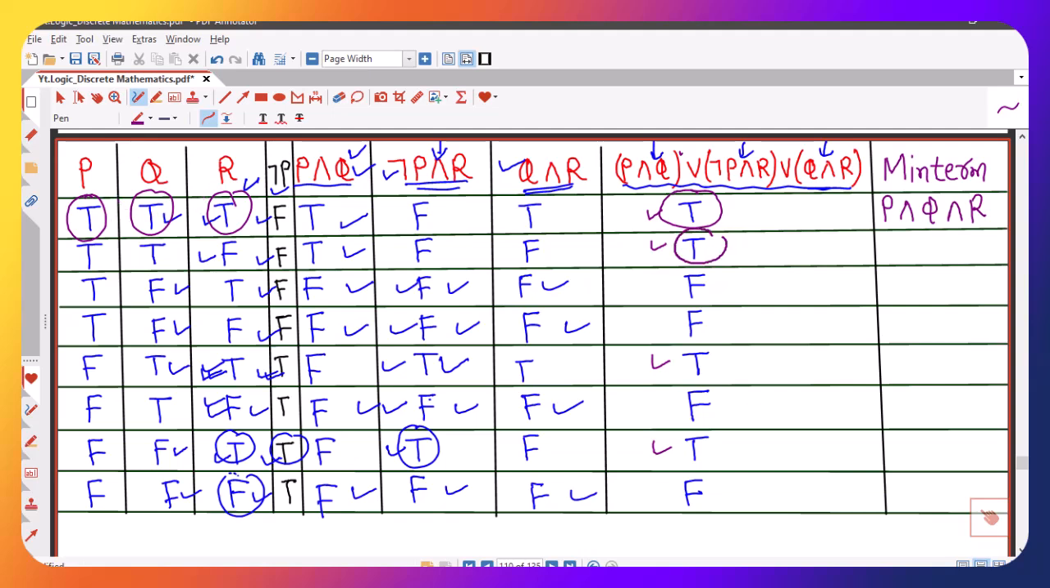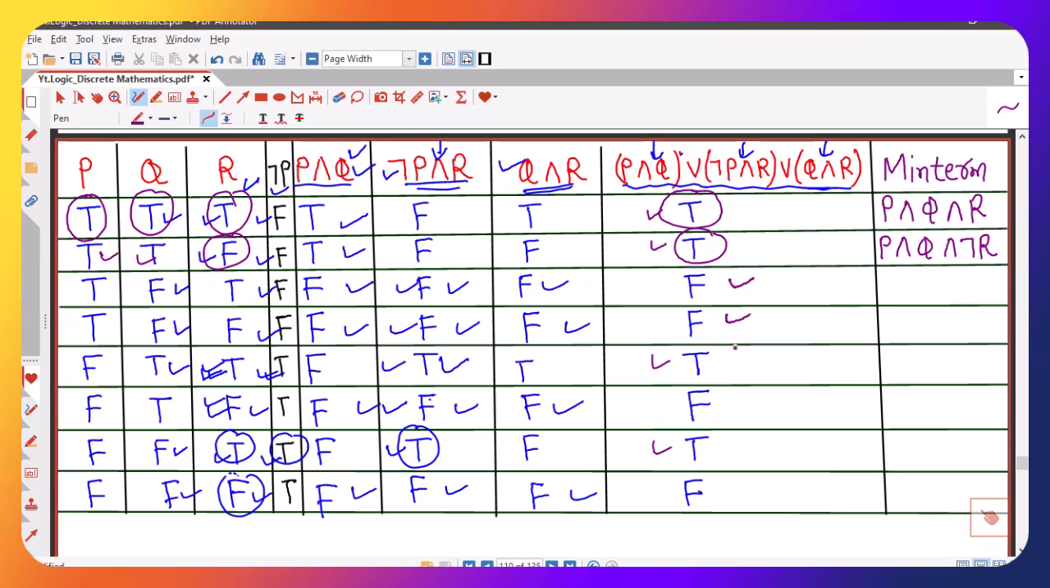For the second case, P and Q are true but R is false. So we have to write negation R in the min term. Here I will write P and Q and negation R, because R is false, therefore negation R is true, and P and Q are true. So this becomes true if we write negation R.